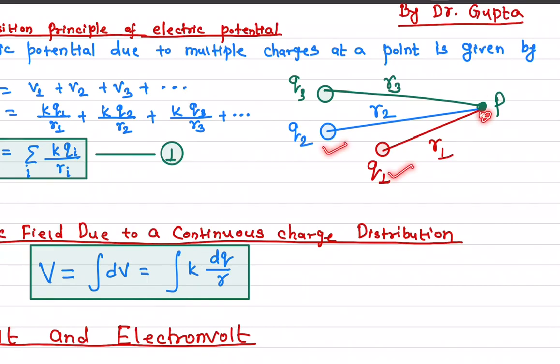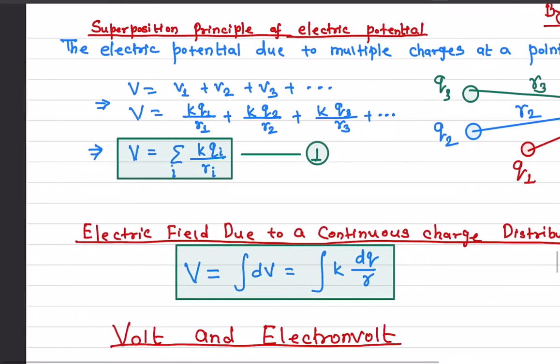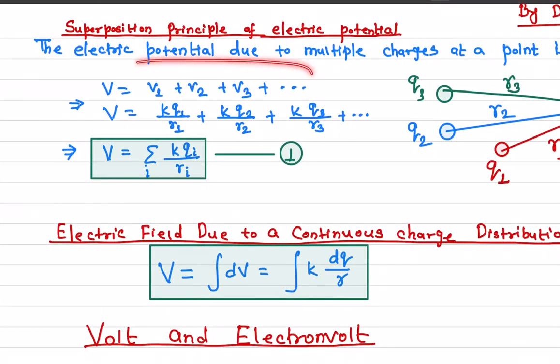If you find the potential at this point due to this charge, then due to this charge, and then due to this charge, and then add them together, that is the electric potential. Mathematically, that's what it is telling you. V stands for the electric potential. The electric potential now is given by the potential due to the first charge, due to the second charge, and due to the third charge. And if you have many more charges, you can keep adding them together.